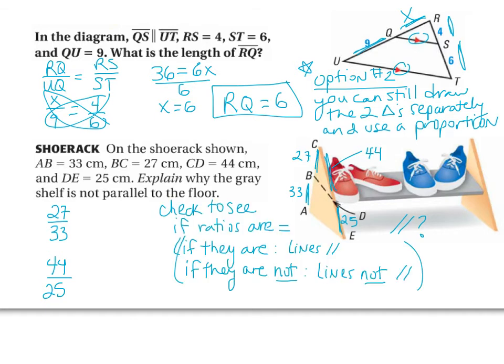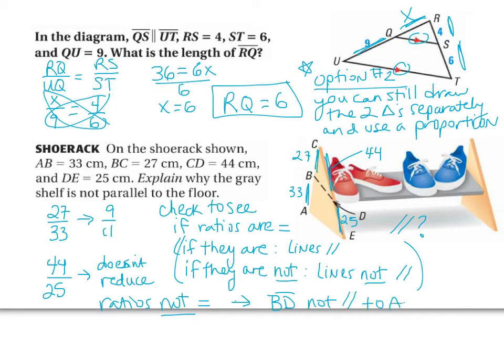So the reason why we're doing this is if the ratios are the same, so if they are equal, then the lines are parallel. If they're not equal, then the lines are not parallel. So 27 over 33, both divide by 3, so I get a 9 over 11. The 44 over 25 doesn't reduce at all. So these ratios are definitely not the same. So the ratios are not equal. So the line BD is not parallel to AE.